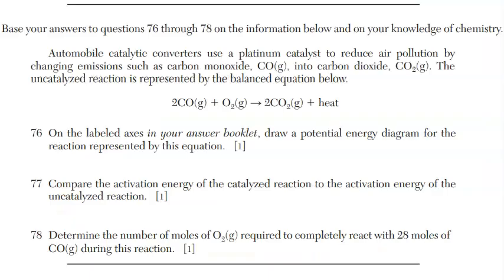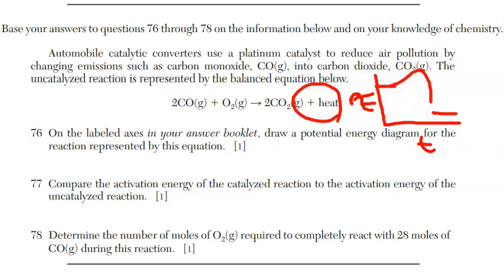Let's move on. For 76 through 78, we're looking at a reaction and some information. 76, on the labeled axes in your answer booklet, draw a potential energy diagram for the reaction represented by this equation. Well, potential energy diagram, right? We have potential energy and time. And what we have is an exothermic reaction. We're going to start high and we're going to end low. And don't forget, there's that activation energy in between. That would be acceptable for a potential energy diagram for an exothermic reaction.